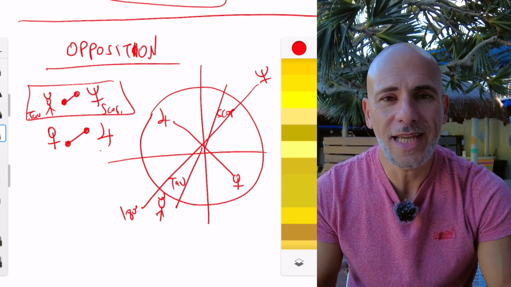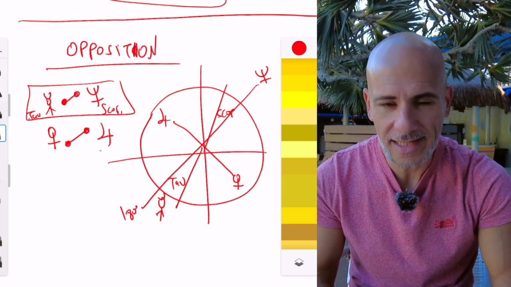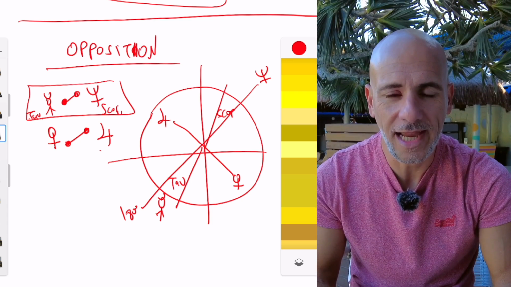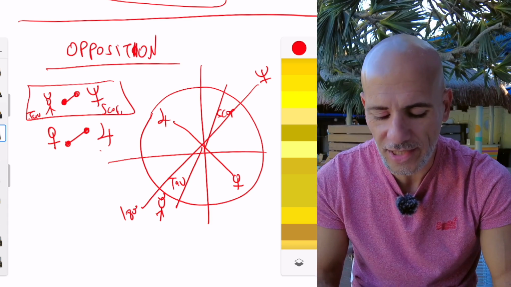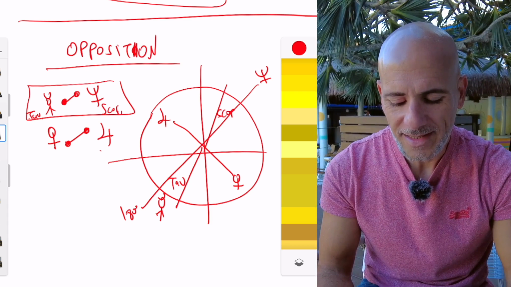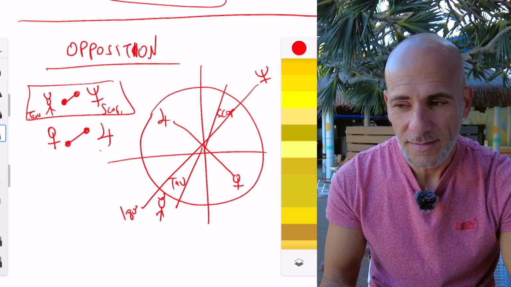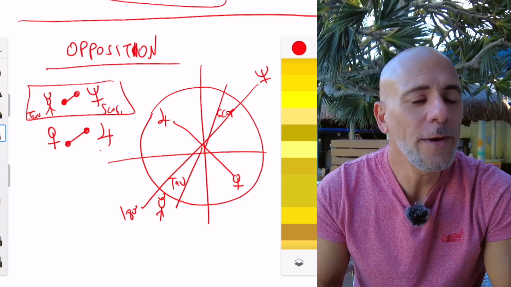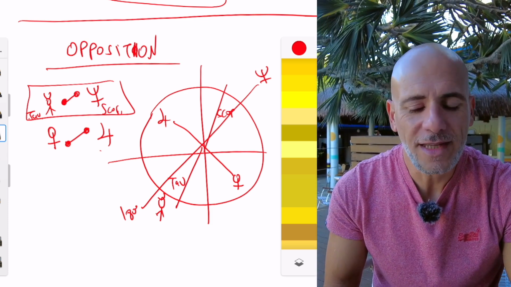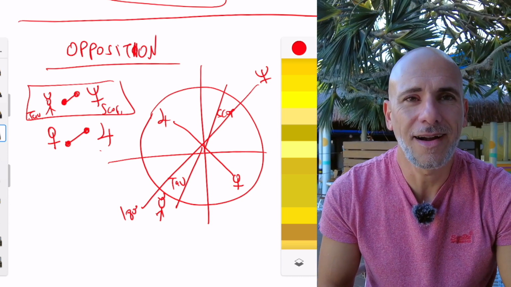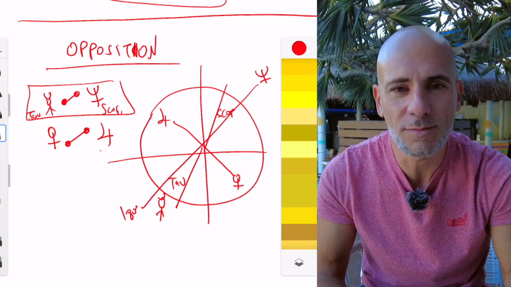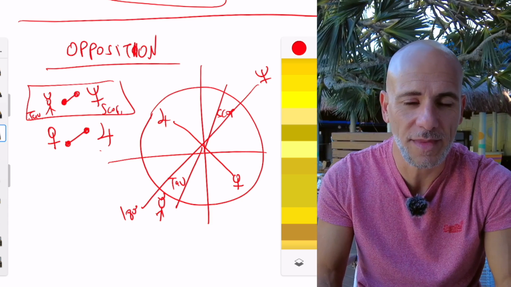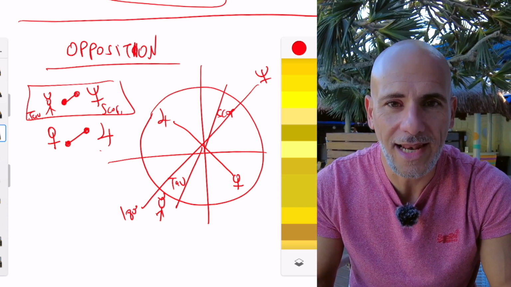Opposition is considered to be a challenging aspect, and we're going to summarize in the end what is supporting and what is challenging. And there is no real bad or real good. Even the challenging aspects are helping us to move forward. This is a moment when we must change something, and we could not go on with the la-la land.